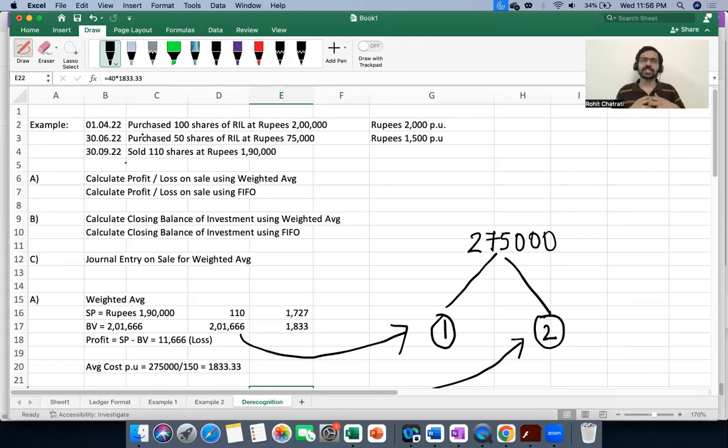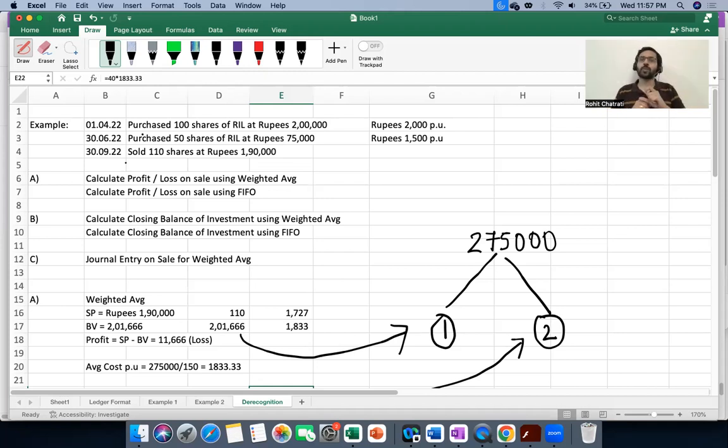Now coming to 30th September, I have sold it at 1,90,000 rupees. The first journal entry I would do is, I will not see what is the cost of investments. I will record a journal entry to the tune of sale proceeds: bank account debit 1,90,000 to investment 1,90,000. I am doing bank debit 1,90,000 because I've received 1,90,000, and I credit investment also by 1,90,000 rupees. That is the first part of the journal entry.